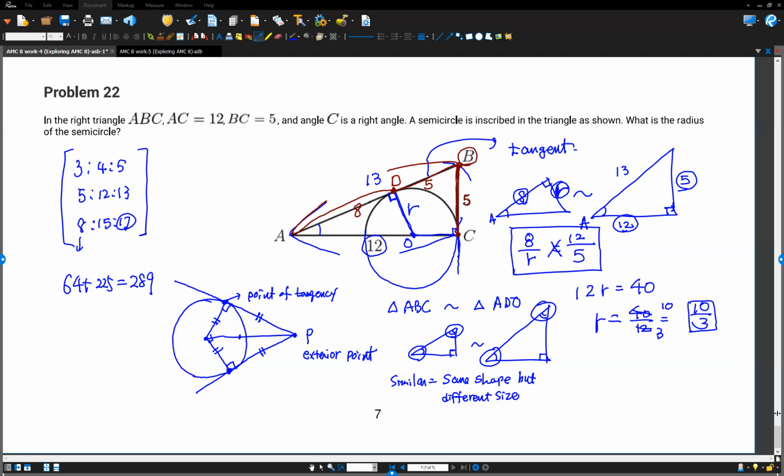Are you guys with me? This is similar. Once you know the similar number, even number 22 looks so easy, right?